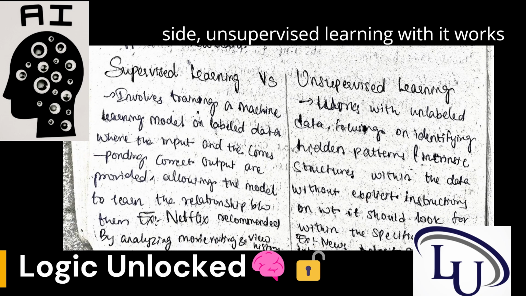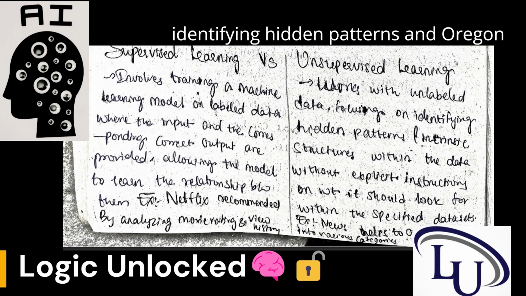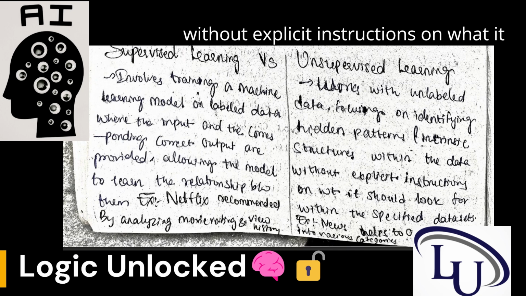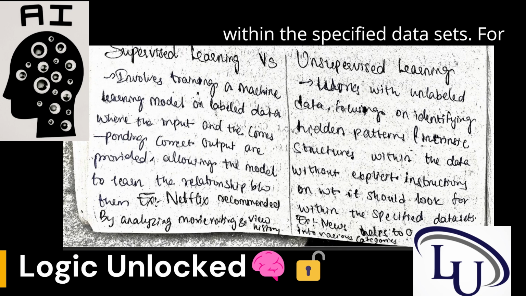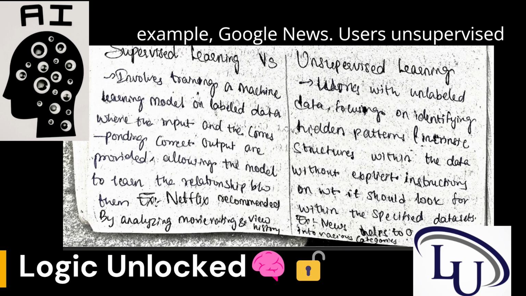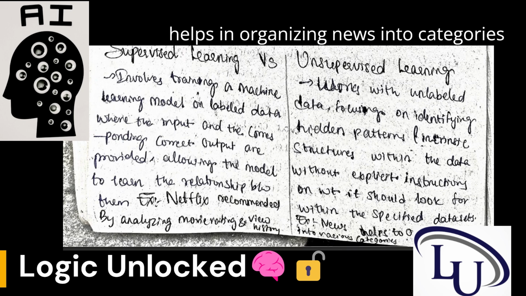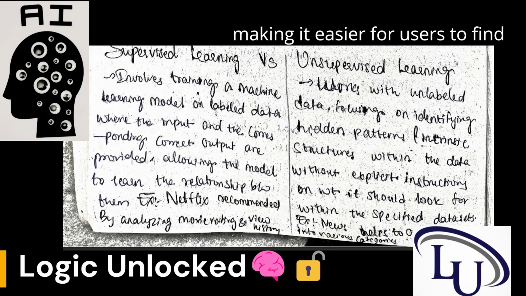On the other side, unsupervised learning works with unlabeled data, focusing on identifying hidden patterns or intrinsic structures within the data without explicit instructions on what to look for within the specified datasets. For example, Google News uses unsupervised learning to group news articles into clusters based on their content. This helps in organizing news into categories like sports, politics, and technology, making it easier for users to find relevant news stories.